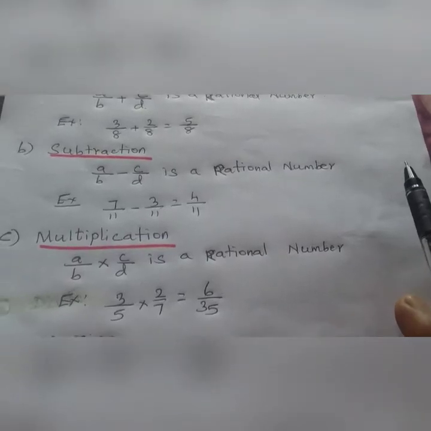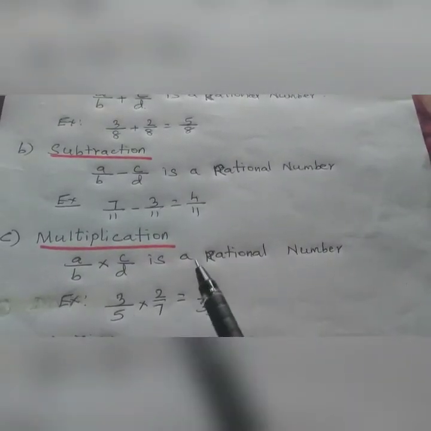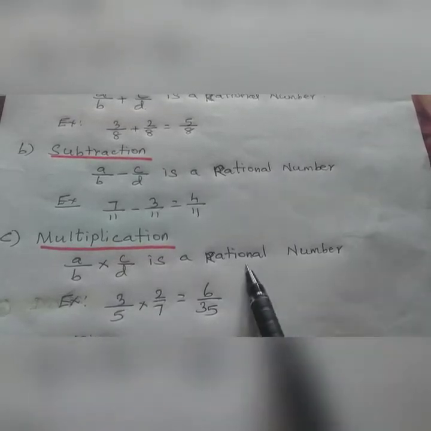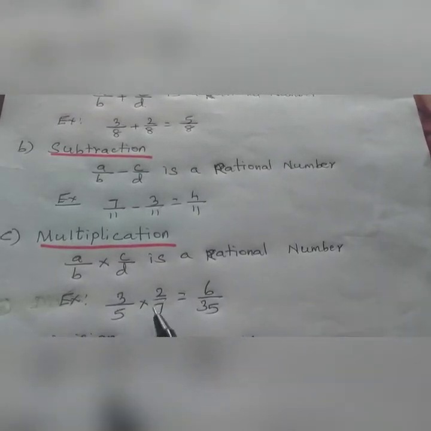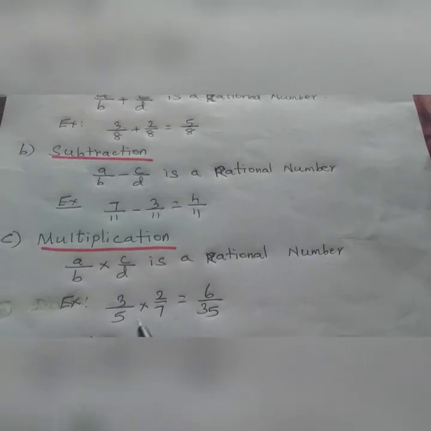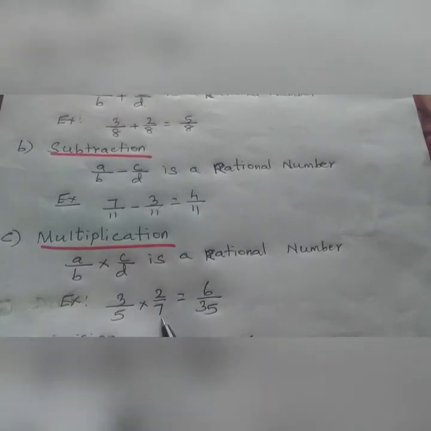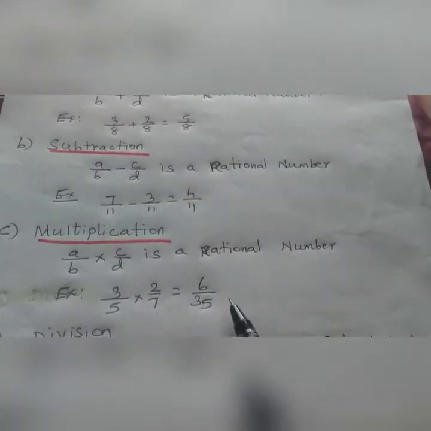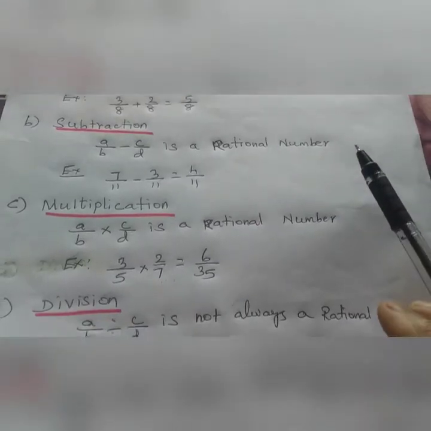Now we'll see for multiplication. A by b into c by d is a rational number. When you multiply 2 rational numbers, you get a rational number. That is, for example, 3 by 5 into 2 by 7. In multiplication, the denominators can be same or different. Like and unlike, both can be multiplied. Just multiply both the numerators and multiply both the denominators. 3 2s are 6 and 5 7s are 35. So the product 6 by 35 is also a rational number.